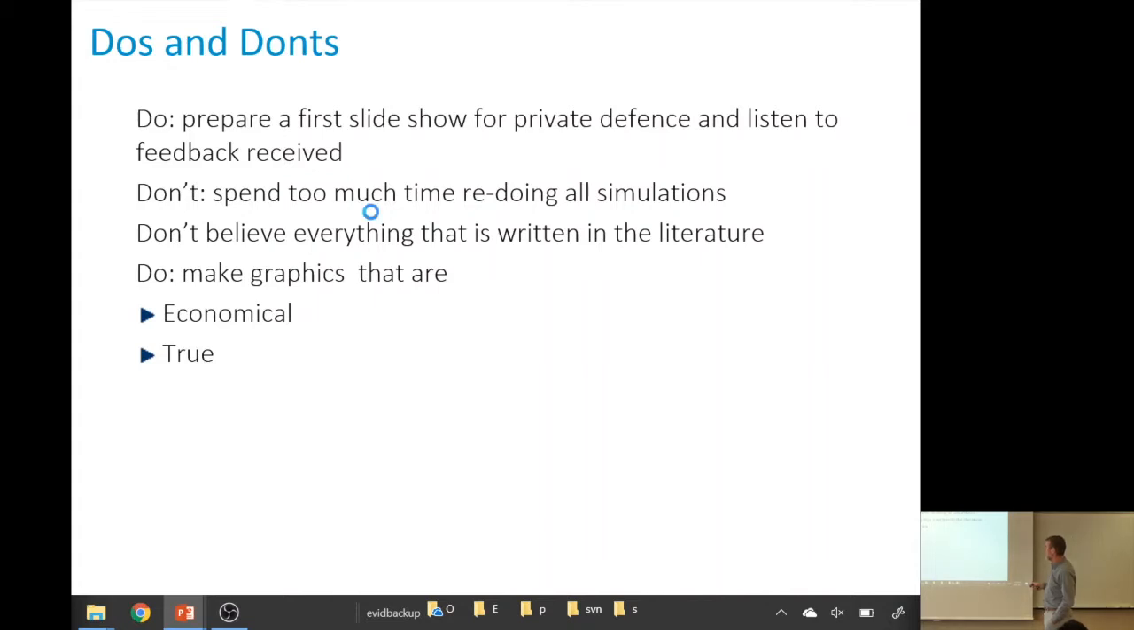I'll say a few words about graphics. Well, the last thing, don't believe everything that's written in the literature. Of course, that seems obvious, but if you read something in a paper, it's not enough to be true. It's not because it's written in even an IEEE transaction paper, it's not necessarily true. Like any good journalist, you should check things.